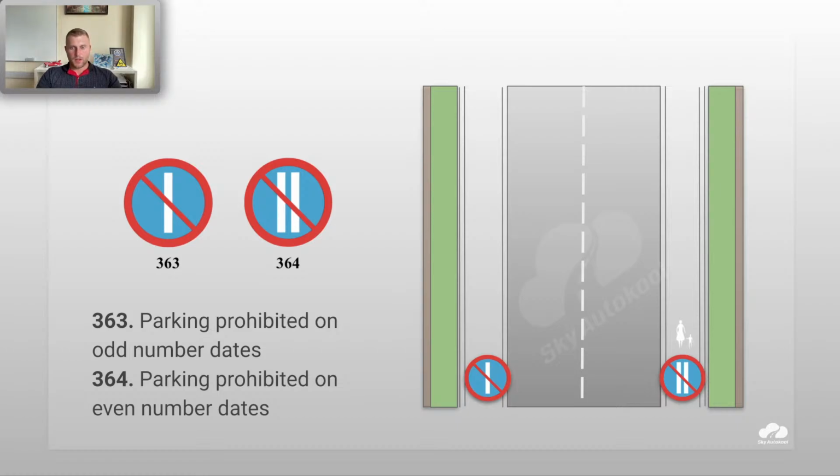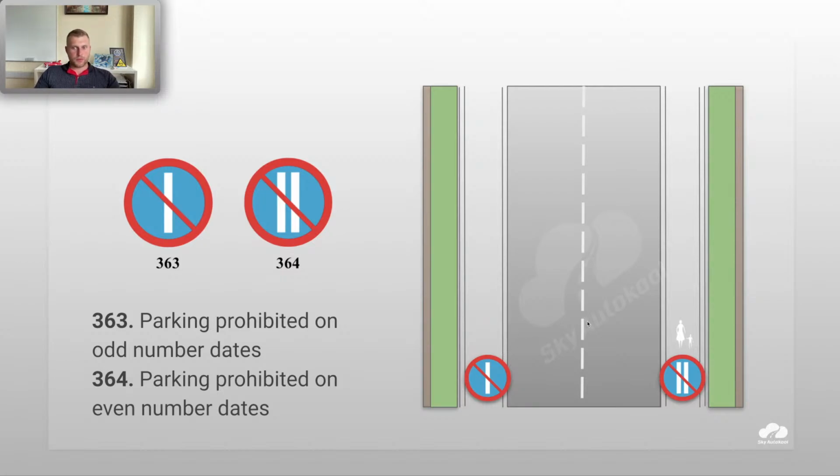Basically, in that case, we should consider, for example, today we have the 22nd of July. If it's the 22nd of July, it means that we cannot park on that side, you see, because it's an even number. We should park on that side.